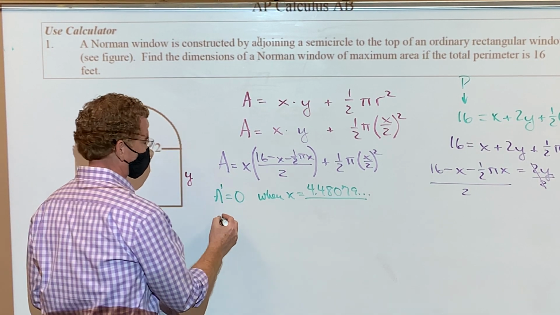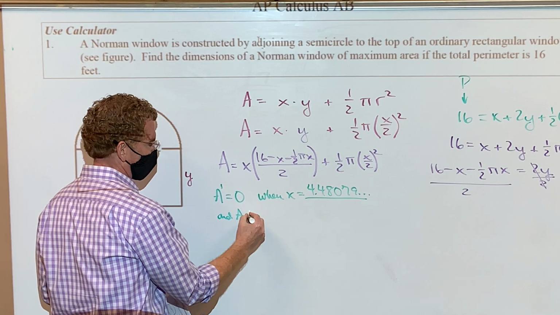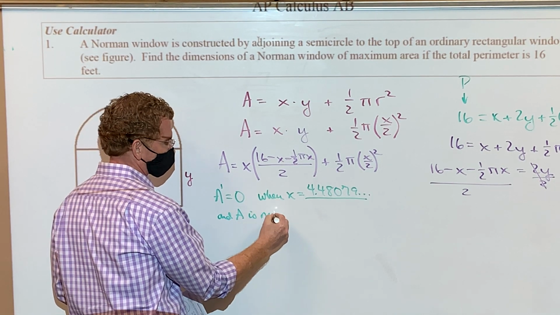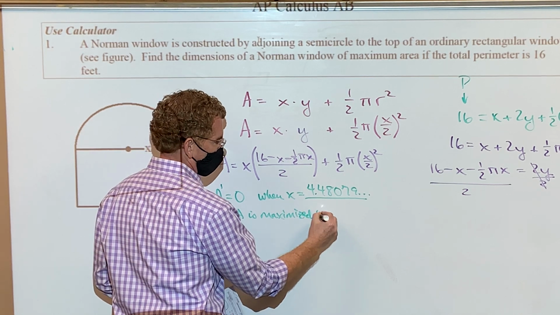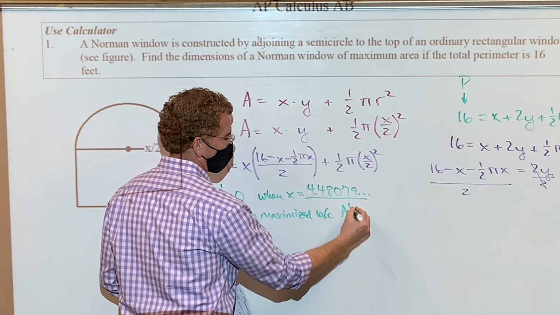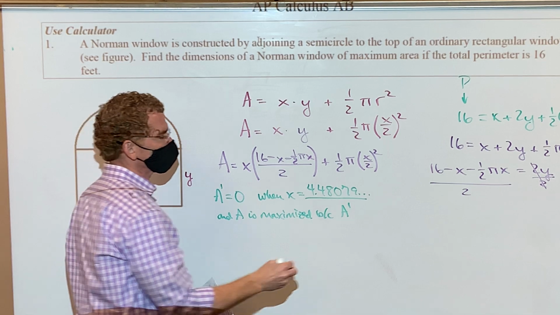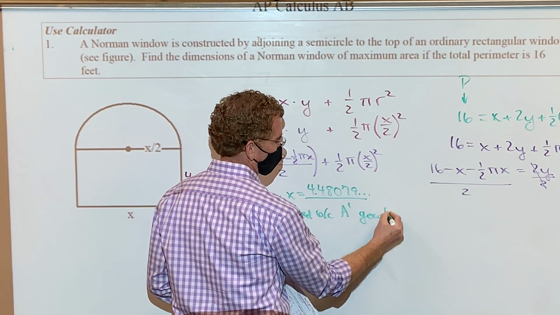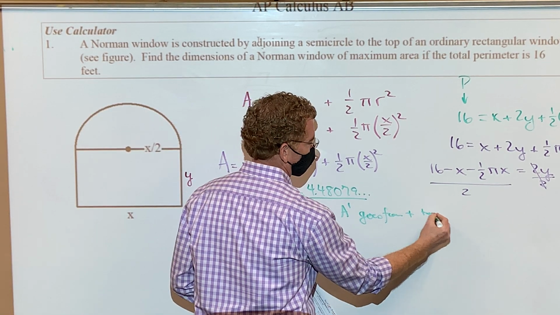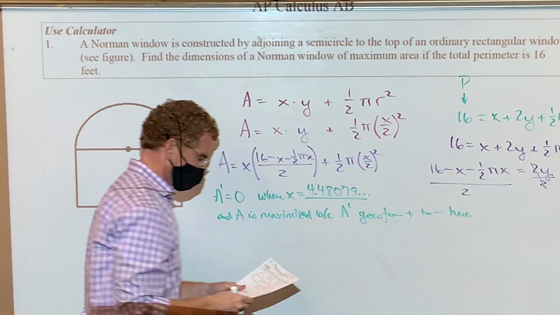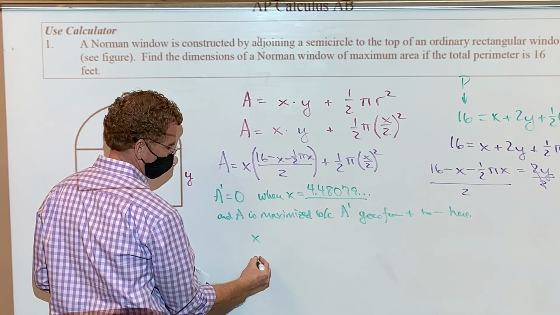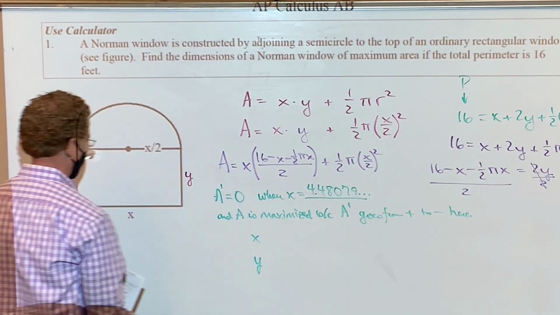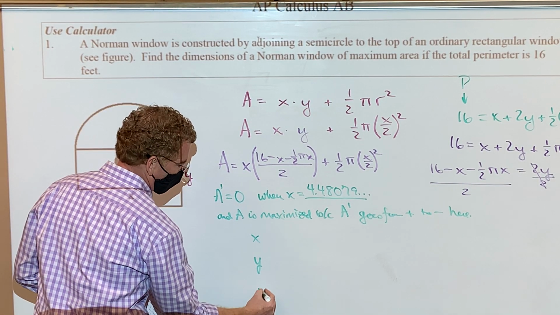And then of course I'm going to say A is maximized because what? A prime goes from plus to minus here. And then it says, what are my dimensions? X, Y, I'm going to go with X, Y, and R.